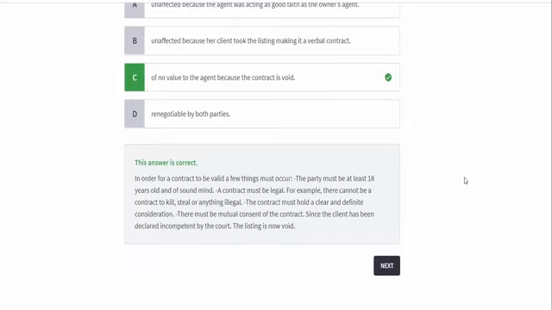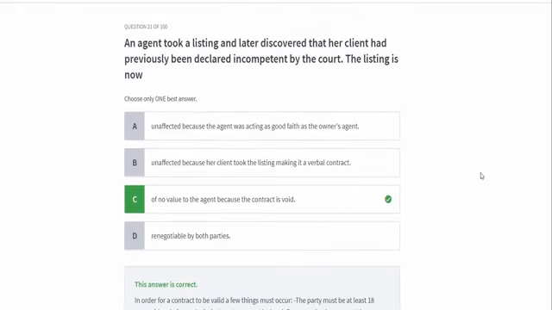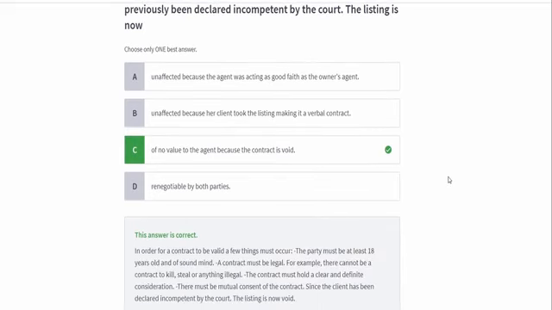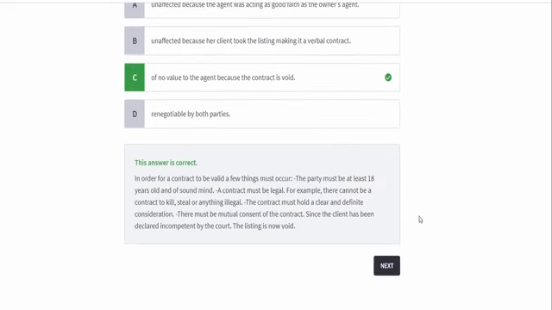So again, when you're reading these ones, just remember what you learned about contracts in your pre-licensing or maybe in school, and what makes sense. If you really want to take a step back and look at the big picture here, what makes sense? You know that her client has been declared incompetent by the court. How would that be fair if the contract would still remain? So now the contract is void and it is of no value to the agent.